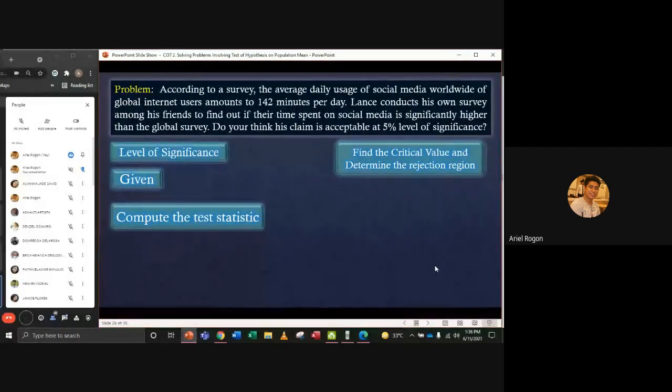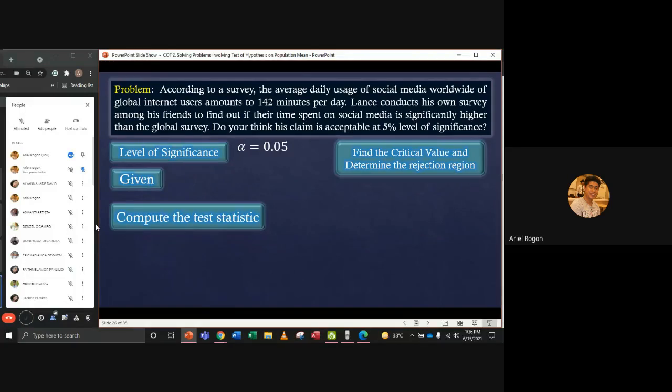What is the level of significance? Sige, I'll call someone. Panlilio, what is the level of significance? The level of significance po is 5% or 0.05. Okay, 5% or 0.05, correct.